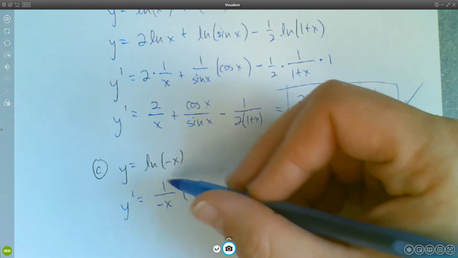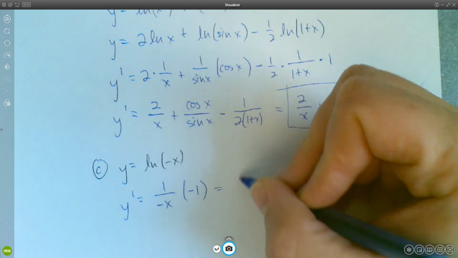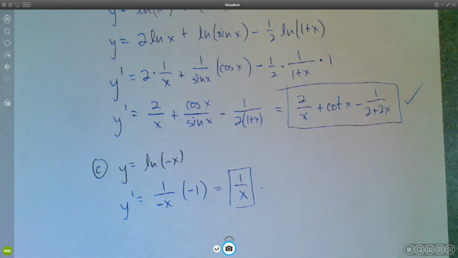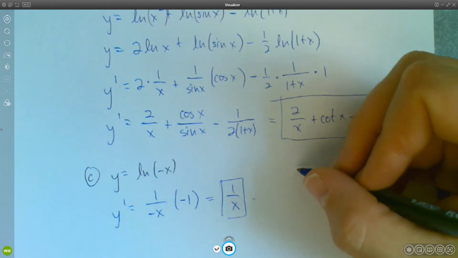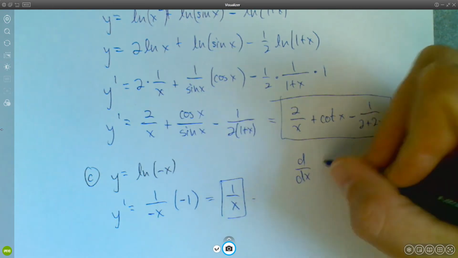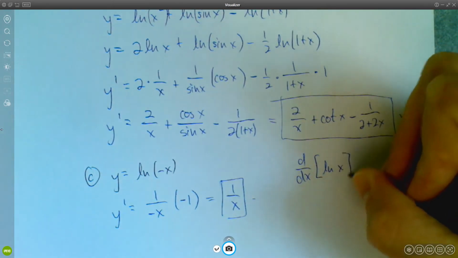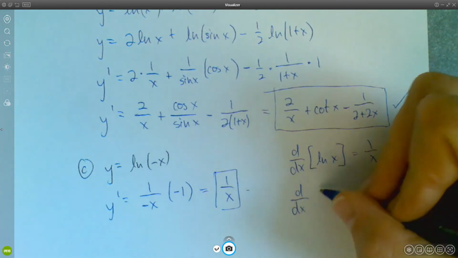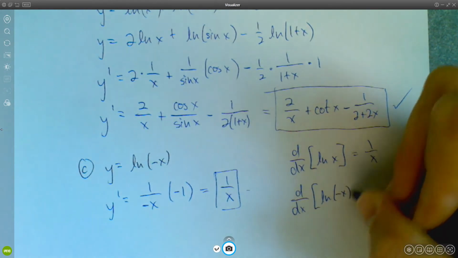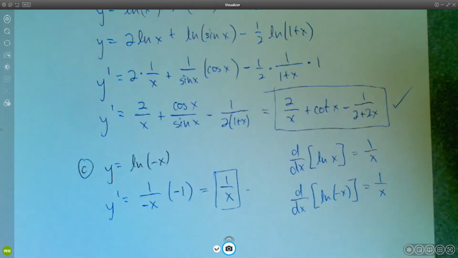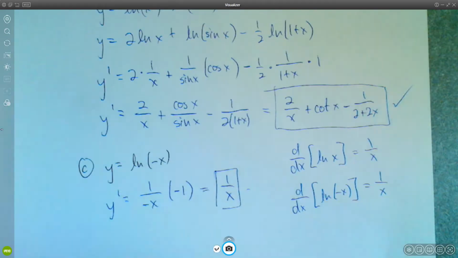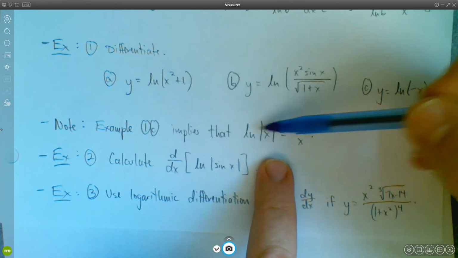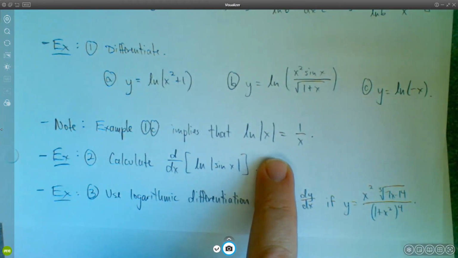But check out what we get, right? 1 over negative x times negative 1, this is just 1 over x. Okay, well, that's interesting, right? Because on the one hand, we know that d dx of ln of positive x is 1 over x. We just proved it a second ago. And then on the other hand, we know d dx of ln of negative x is also positive 1 over x. So putting those two things together, what we can really say is this: the derivative of natural log of absolute value of x is going to be 1 over x.